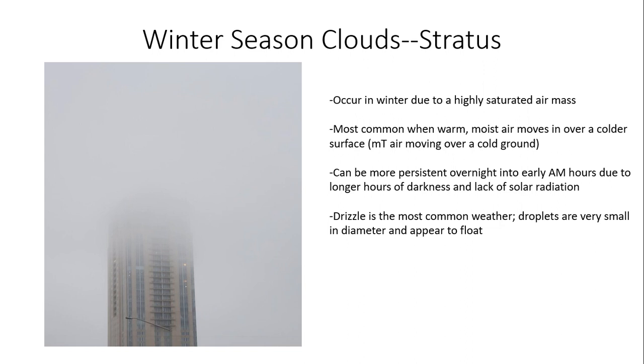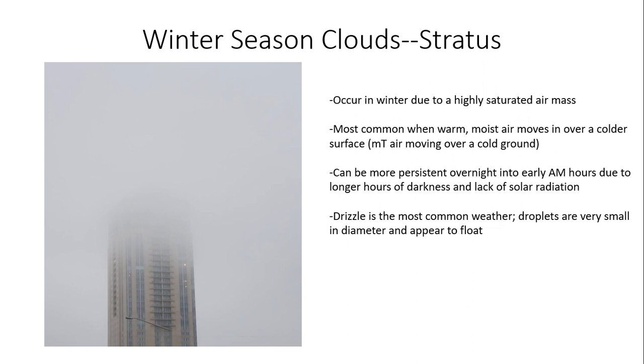This is taken in the Pembroke area of Virginia Beach, by the way. But look how you can't even see the top of that building. This was a late December day. Now, these stratus can be more persistent overnight into the early morning hours. And that's mainly due to the fact that we have longer hours of darkness, and the solar radiation is weaker during the winter season.